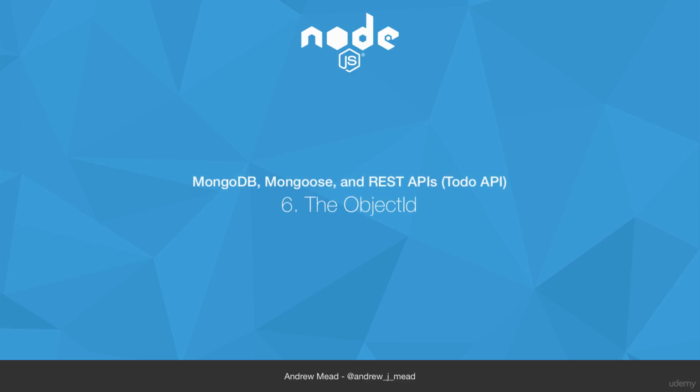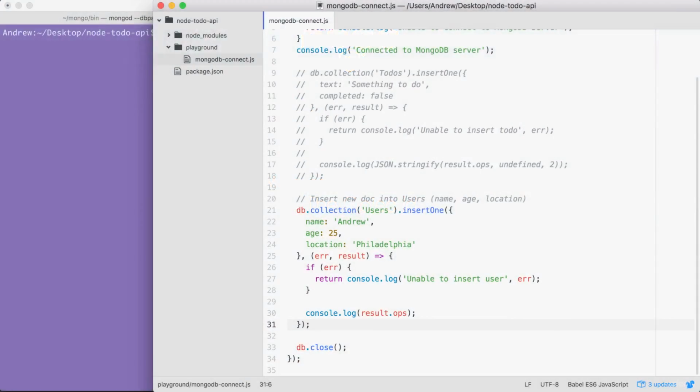And now that you have inserted some documents into your MongoDB collections, I want to take a moment to talk about that underscore ID property in the context of MongoDB, because it's a little different than the IDs that you're probably used to if you've used other database systems like Postgres or MySQL.